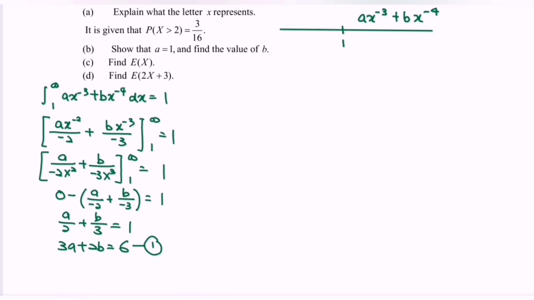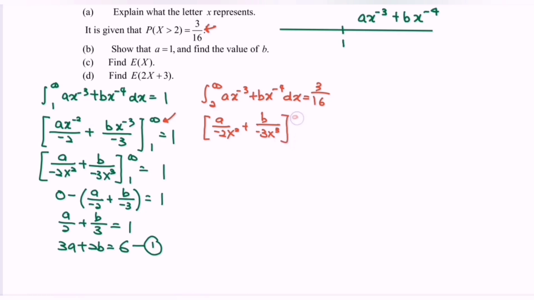Continue. Focus on this part. The question mentions to integrate from 2 until infinity, a x to the power negative 3 plus b x to the power negative 4 dx, and we will have 3 over 16. Kindly refer to the integral. So we have a over negative 2x squared plus b over negative 3x cubed, with infinity and 2, equals 3 over 16.